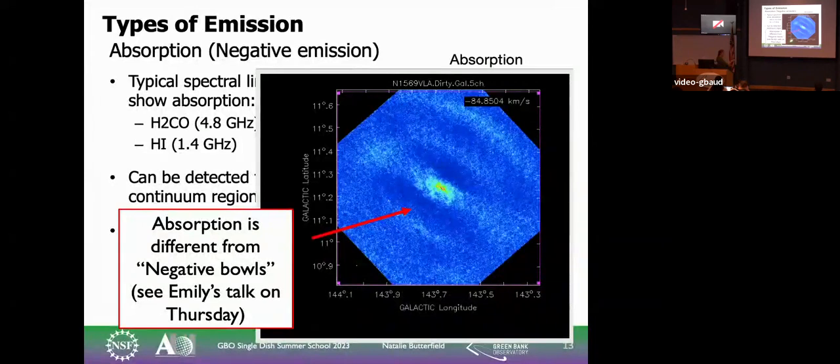So this is what Emily is going to talk about on Thursday, about feathering and why sometimes you need to feather single dish with interferometers. This is the image of an interferometry observation, and you see these negative features on either side of this bright continuum or bright spectral line at the center. I wanted to stress that this is different than the absorption I had mentioned earlier. These negative bowls are not real, it's just an imaging artifact. Since I was mentioning absorption here, I wanted to stress that they are different, but you'll see more of this in Emily's talk on Thursday.